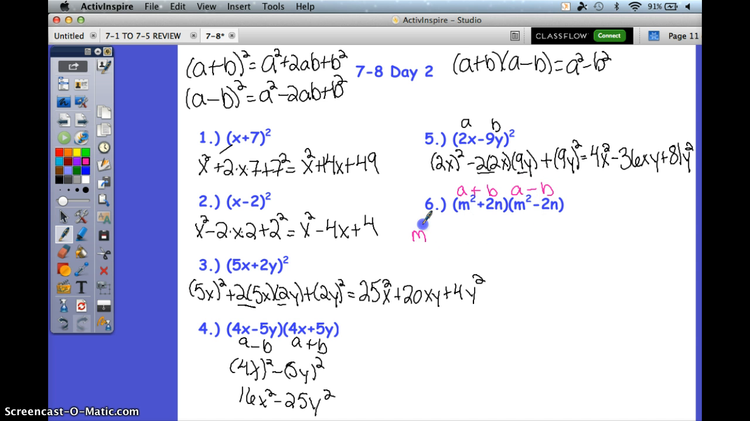Last but not least, we have a plus b times a minus b. So we'll have m squared minus 2n squared. M squared squared, you multiply your exponents and you get m to the 4th. Minus, don't forget to give each one of these an exponent of squared. 2 squared is 4n squared.